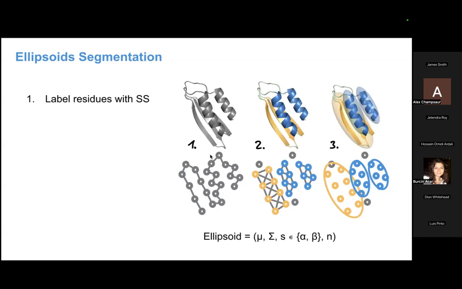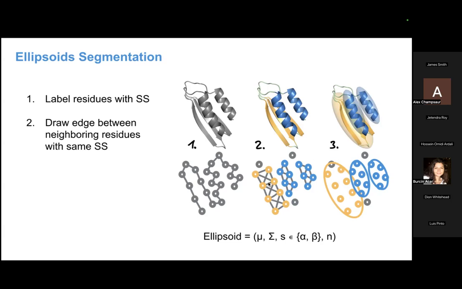The first step is that we label the residues with their secondary structure. So for each residue, we use this program, DSSP, it's called, runs very fast, just can take a protein structure as input and then tells you for every residue is it helix or is it a sheet? And then we draw an edge between two residues if they are within a certain distance and if they have the same secondary structure type.